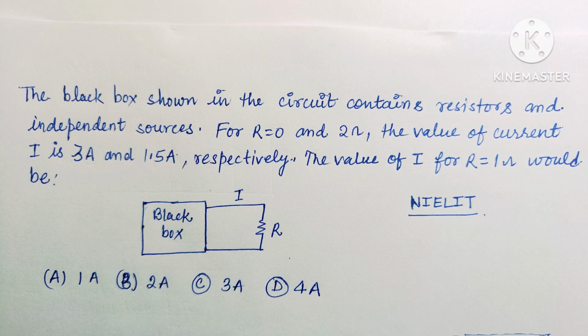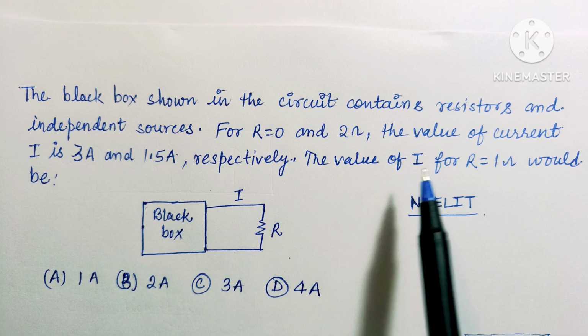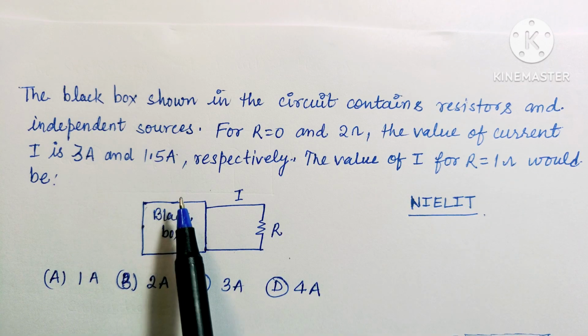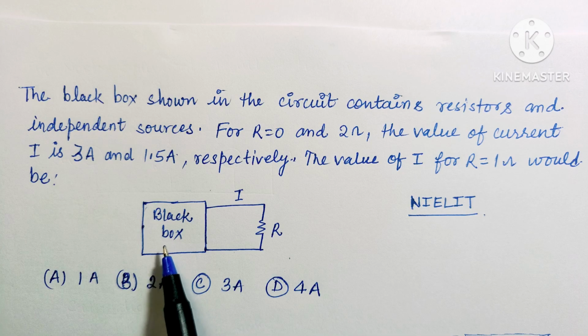Let us see a question asked in NEET exam. In this question, it is said that the black box shown in the circuit contains resistors and independent sources. So this black box contains only resistors and independent sources.